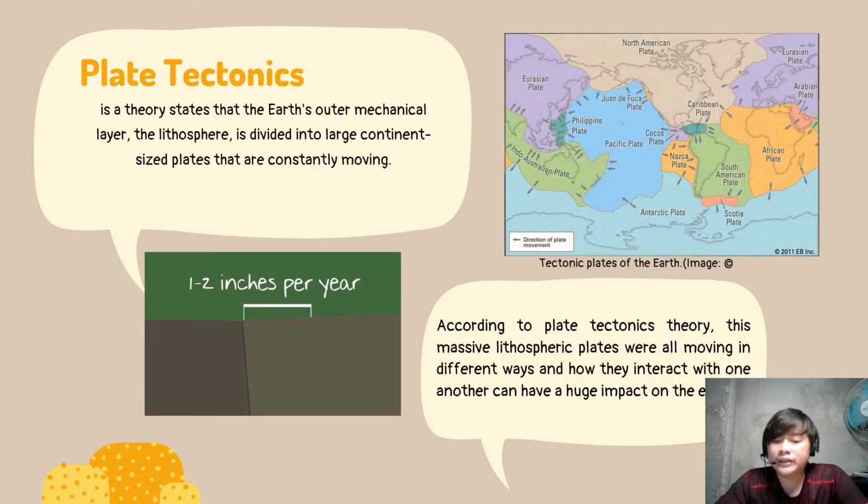Plate tectonics is a theory that states that the Earth's outer mechanical layer, the lithosphere, is divided into large continental-sized plates that are constantly moving. As you can see in the image, these are the identified plates around the world. We have the Eurasian plate, Indo-Australian plate, African plate, and so on. And every year, the plates are moving 1 to 2 inches per year.